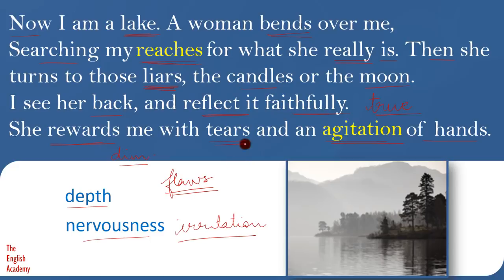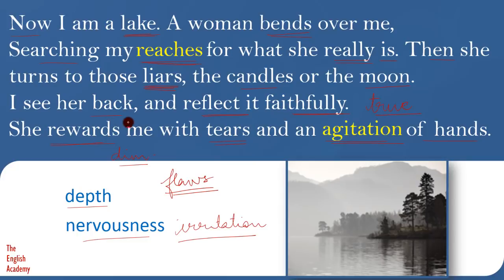And then what does she do? How does she react? She starts weeping and she is irritated. And in irritation, she waves her hand. So she is not very happy at what she gets to see in the mirror. And in return, she gives the mirror tears and an agitation of her hands. So she does not want to accept what the mirror shows her, because the truth is very hard and very harsh for her to bear.